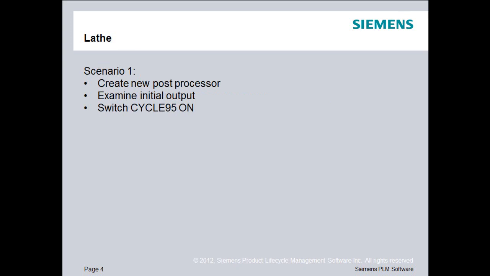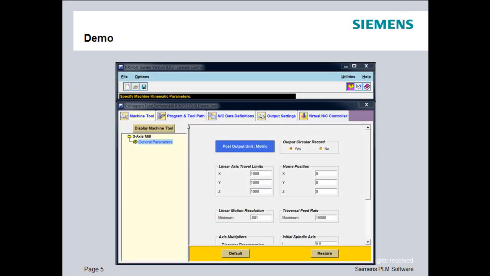In this scenario, we'll create a new postprocessor using the Siemens 840D output. We'll examine that initial output, and then we'll switch cycle 95 on and test that output also. Let's get started.